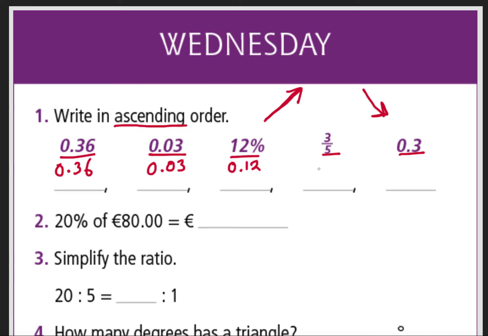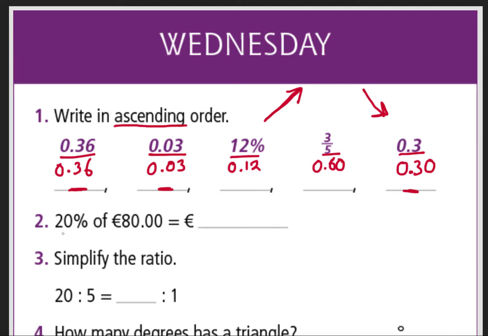3/5, well, 1/5 is 0.2, 2/5 is 0.4, and 3/5 is 0.6. And I'm just going to put a 0 in so that they all have the same amount of numbers after the decimal. And this one's 0.3, I'm going to write that down as 0.3, and I'm going to put a 0 in here just so that all of the numbers are in the same format. I'm not going to do the last bit for you. The last bit is to work out which of these is the smallest, and you put that in here, then the second smallest, and so on up until the biggest number over here.